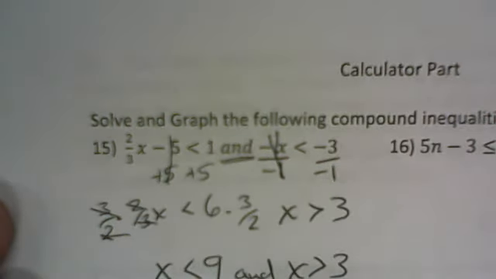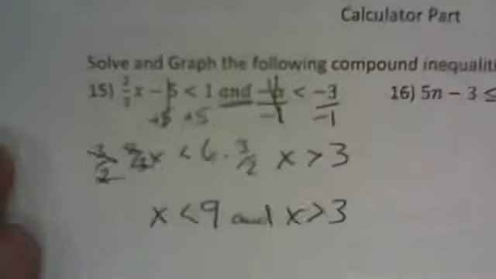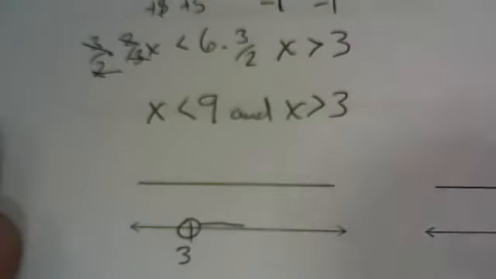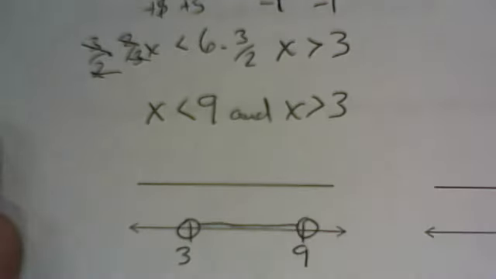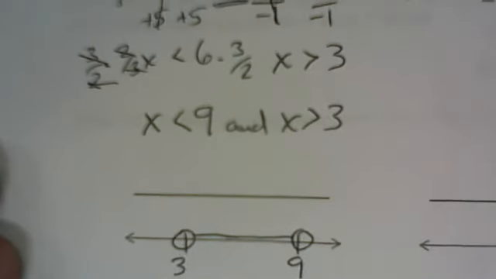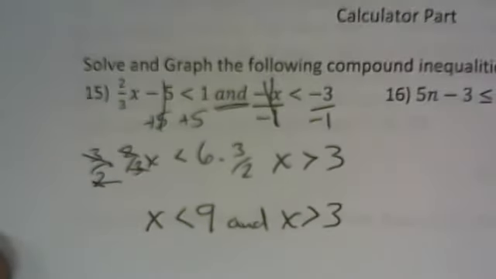So on a number line, here's 3. It would be an open circle at 3 and going to the right. And then at 9, it's another open circle, and it's less than 9, so we're going to move to the left. And we should have something that looks like that for number 15.